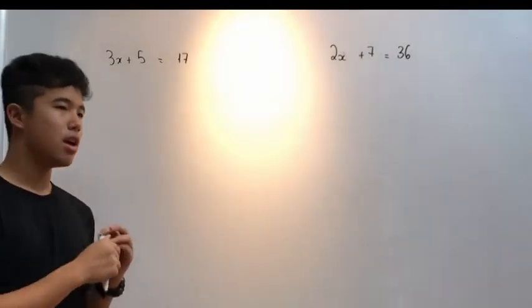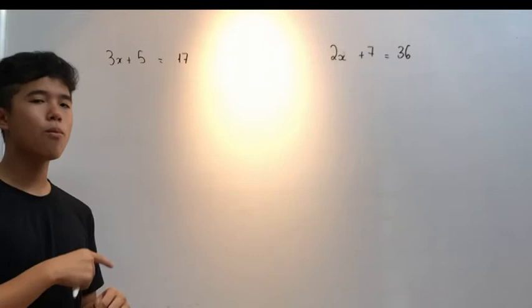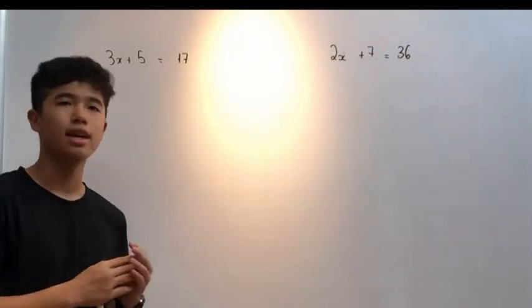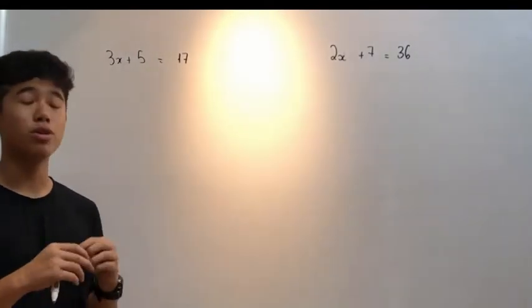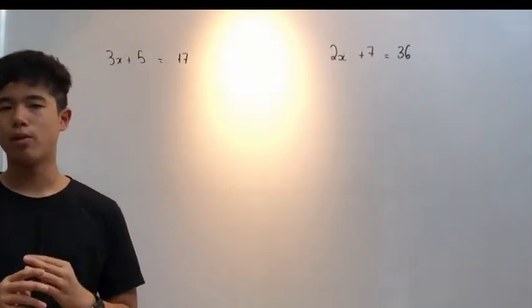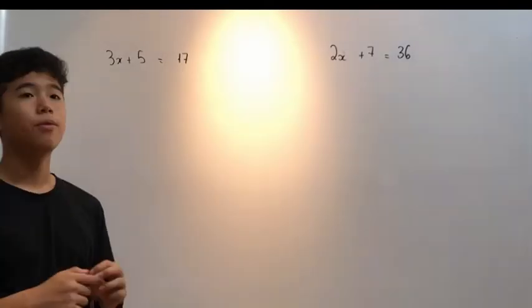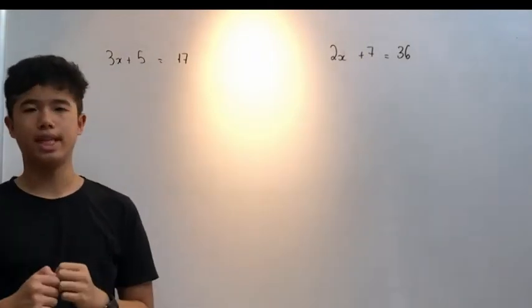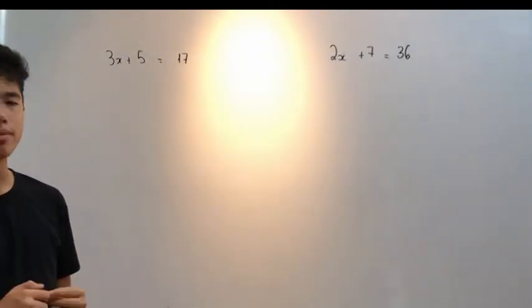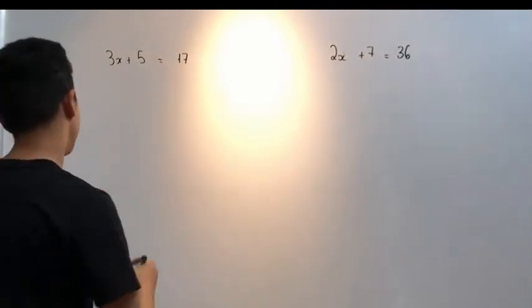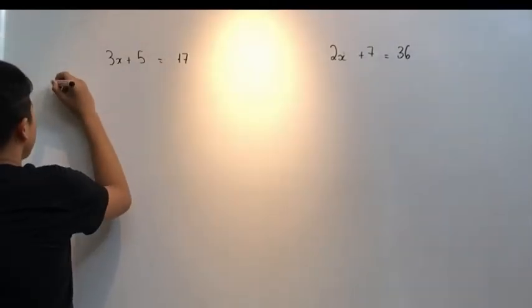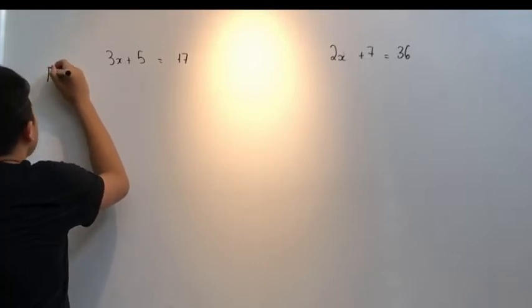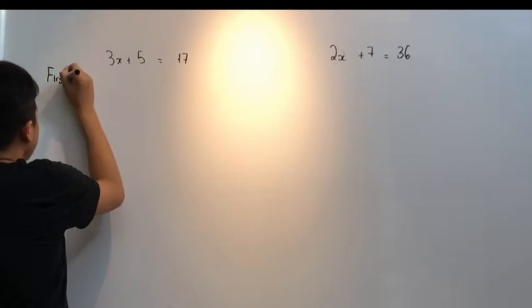If you want to know more about algebra in upper level SSAT, you can watch this and try to figure it out. First one, we have this one: 3x plus 5 equals 17. There are two ways of solving this. Let's do it together. So we have the first way.